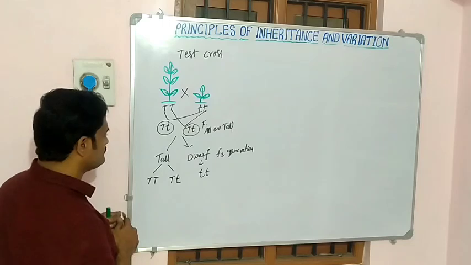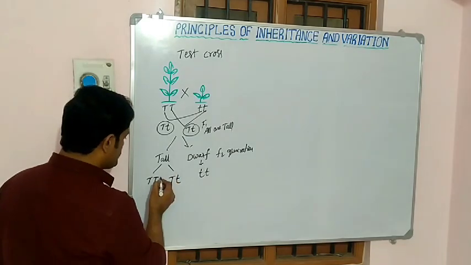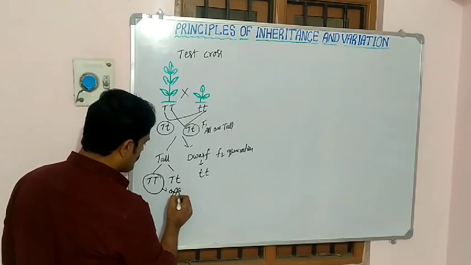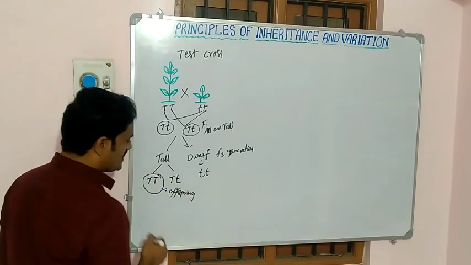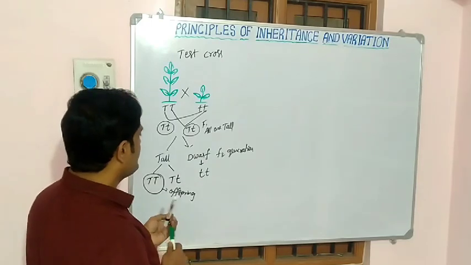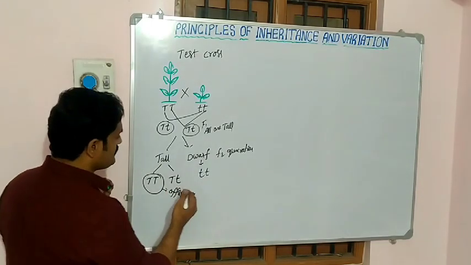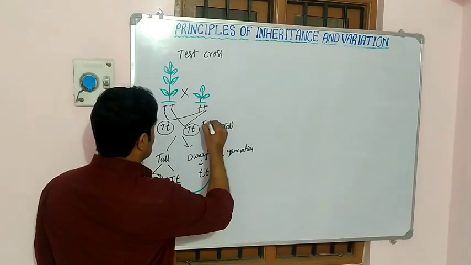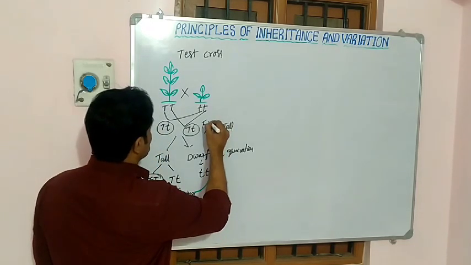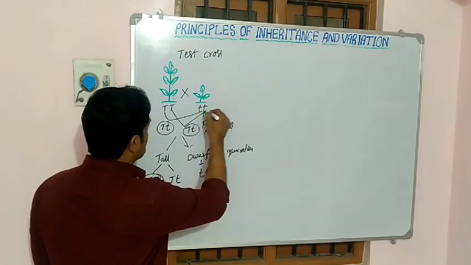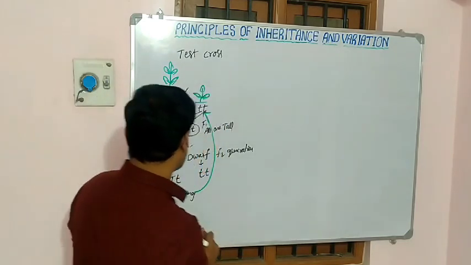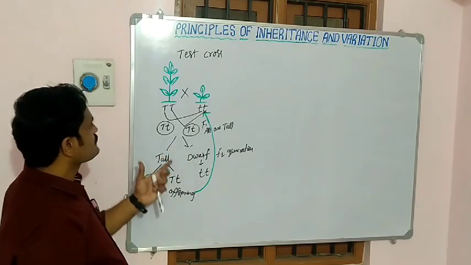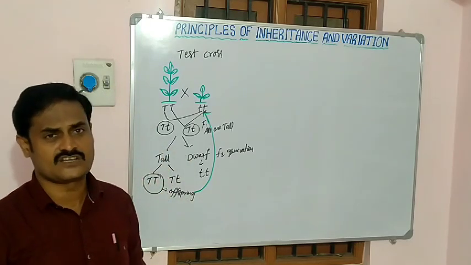So Mendel conducted the test crossing between the offspring and also the parental plant. Offspring, see, suppose this plant, this is the offspring, the daughter plant. Mendel conducted the crossing between this offspring and also one recessive character, like this. So this kind of process we call a test cross.